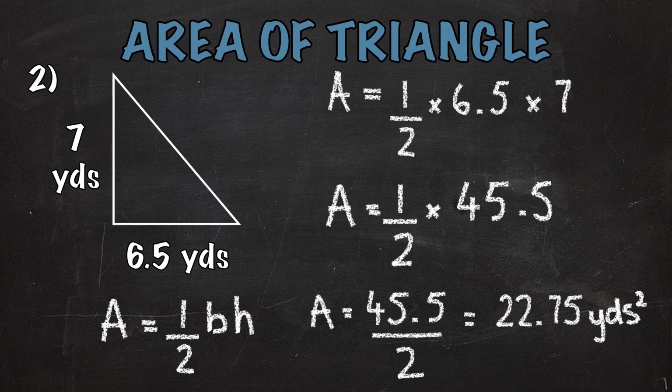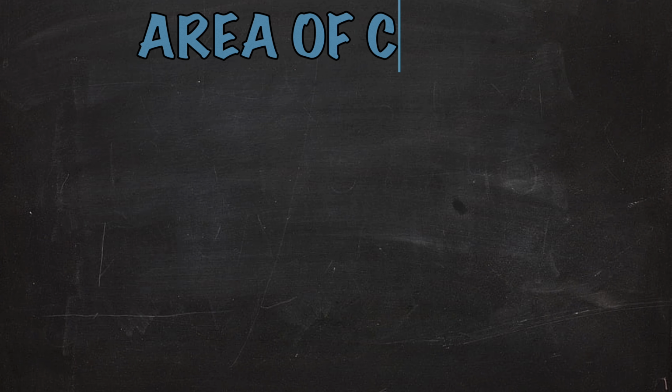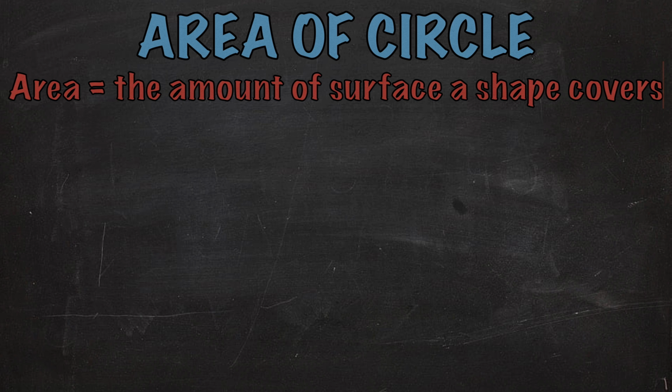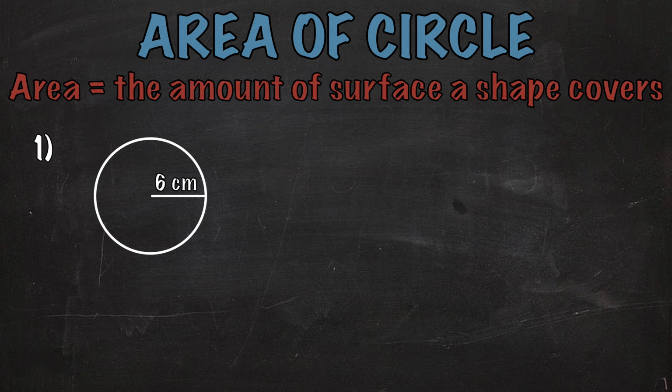So we can see that no matter what the shape of the triangle, the formula will always remain the same. Okay, let's move on to the area of a circle. Let's look at an example to see how we calculate the area of a circle. So, question 1. We are given a radius of 6 centimeters, and the first thing we're going to do is write the formula down. The area of a circle is found by multiplying pi times radius squared.